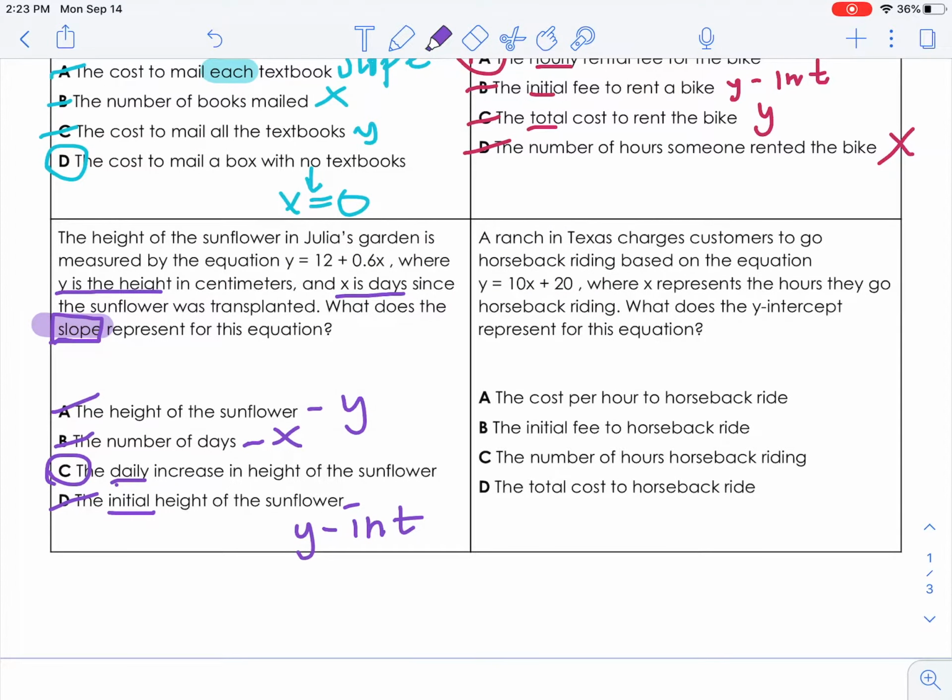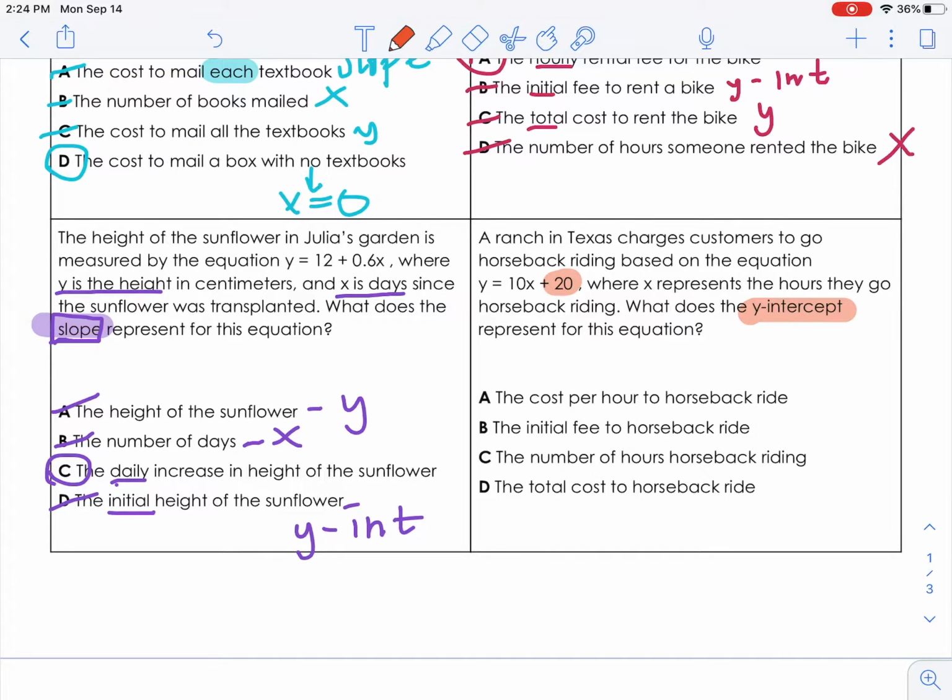All right, moving right along. We have a ranch in Texas that charges customers to go horseback riding based on this equation, where x represents the hours that they go horseback riding. What does the y-intercept represent for this equation? So the y-intercept here is 20 in the equation.